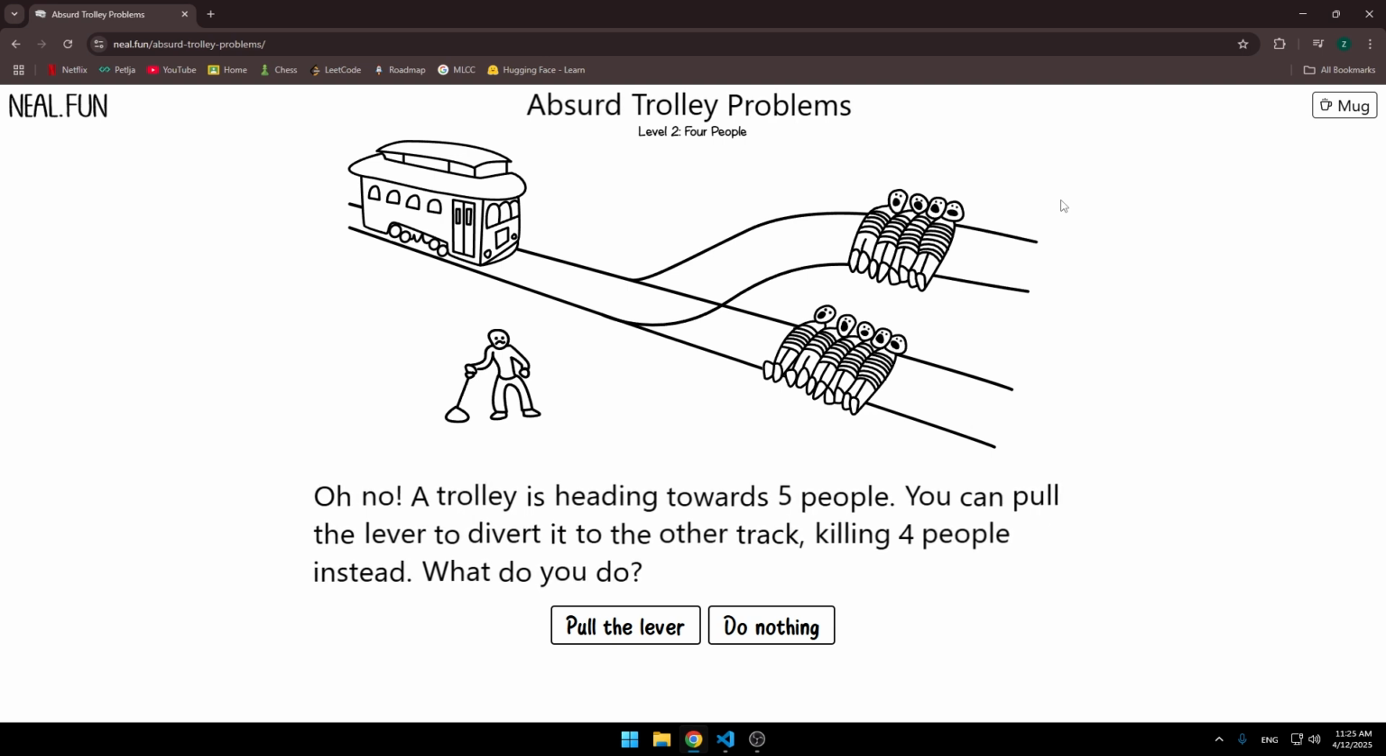Oh no, a trolley is heading towards 5 people. You can pull the lever to divert it to the other track, killing 4 people instead. Okay, what do you do?